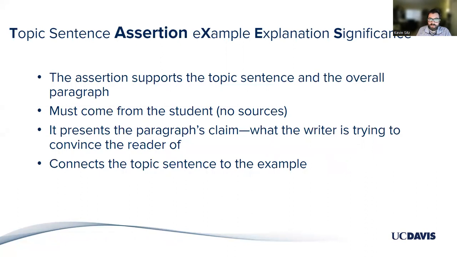The assertion supports the topic sentence and the overall paragraph. We know that this must come from the writer. There's rarely a source attached to an assertion being made. That said, maybe there could be one if we're agreeing with someone else's assertion, but that's less likely here, because it's really presenting the paragraph's claim, what you, the writer, are trying to convince me, the reader, of. And it's connecting the topic sentence to the example.